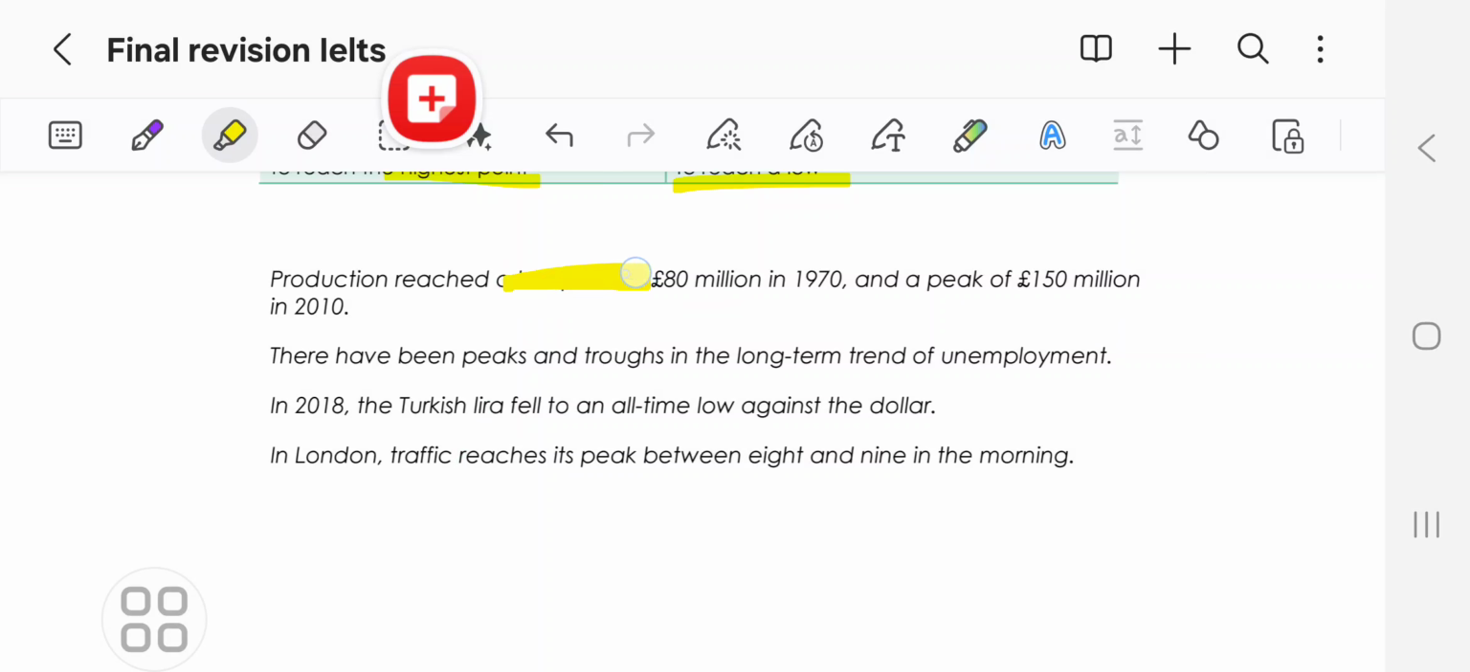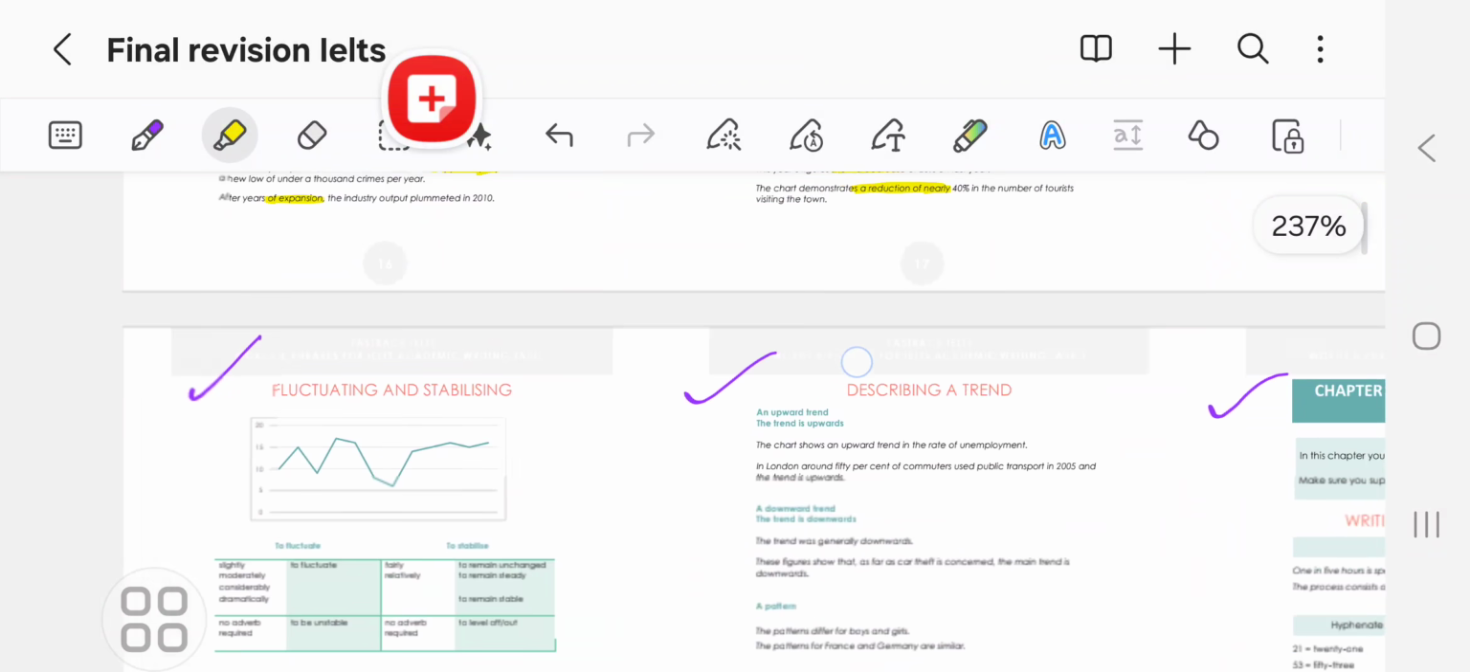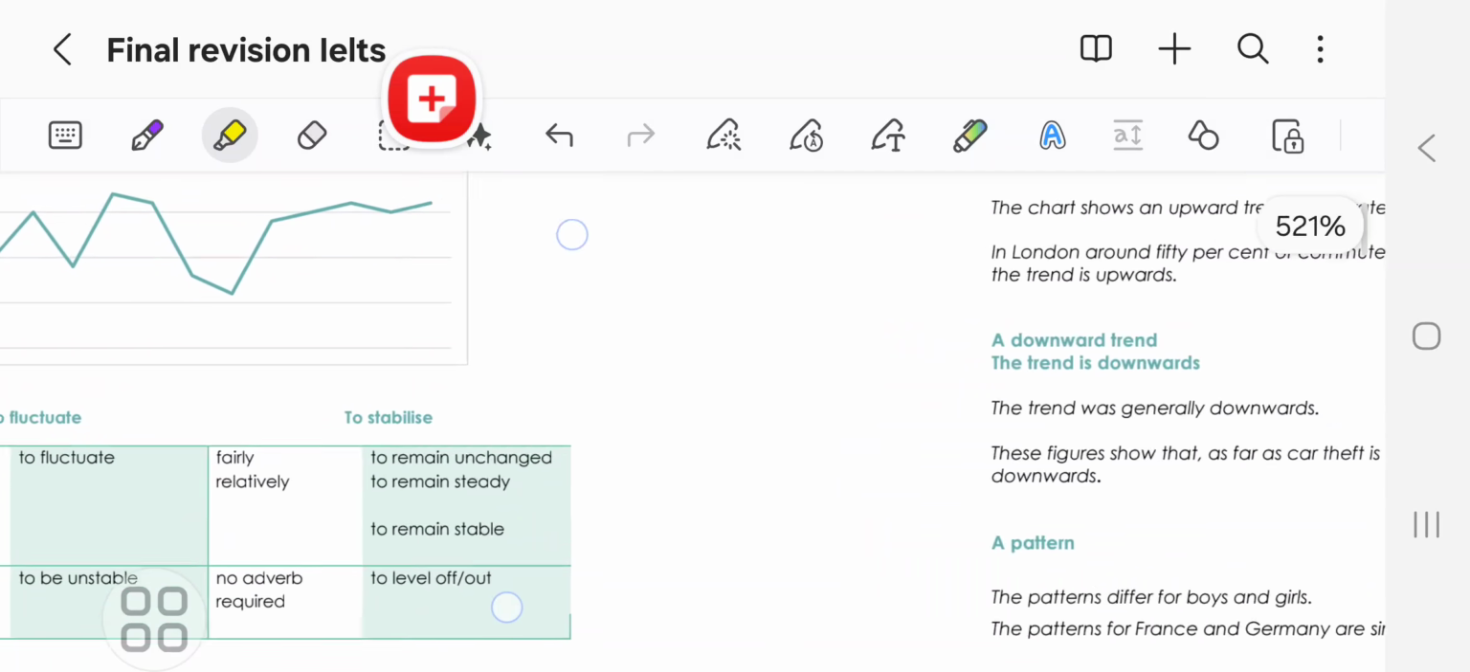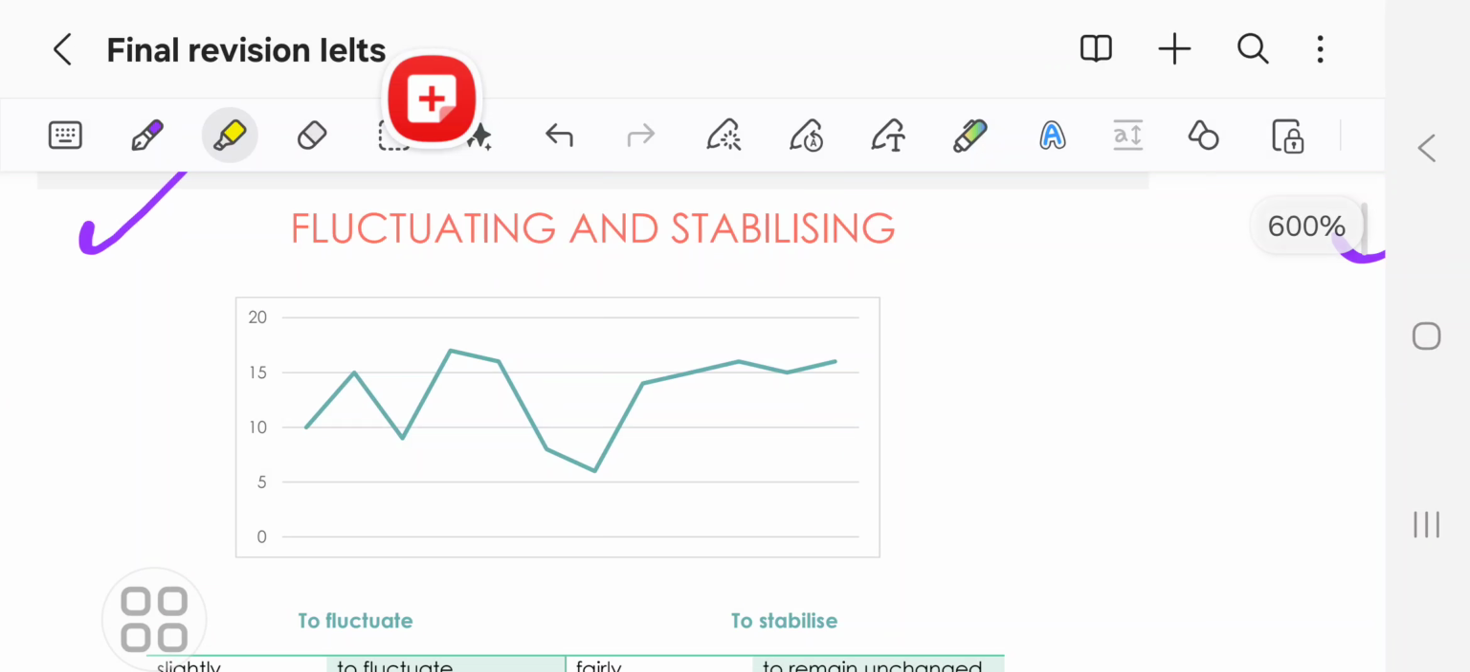Production reaches the lowest point at this level, and a peak of this level in 2010. There have been peaks and troughs in the long-term trend of unemployment. Troughs are basically used for low points. In 2018, the Turkish lira fell to an all-time low against the dollar. In London, traffic reaches its peak between 8 and 9 in the morning. So that's the explanation.